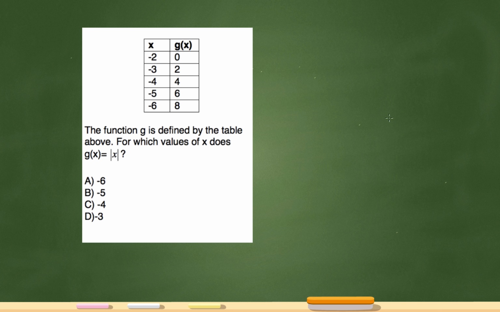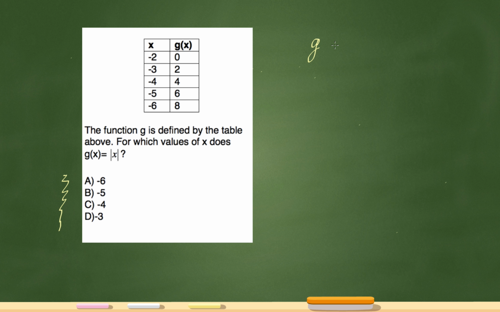Perfect. Now, this question is saying, the function g is defined by the table above, for which values of x does g of x equal the absolute value of x? It's definitely confusing at first, but slow it down and think about what the question is. What I'm going to do here is use the answer choices to my advantage.